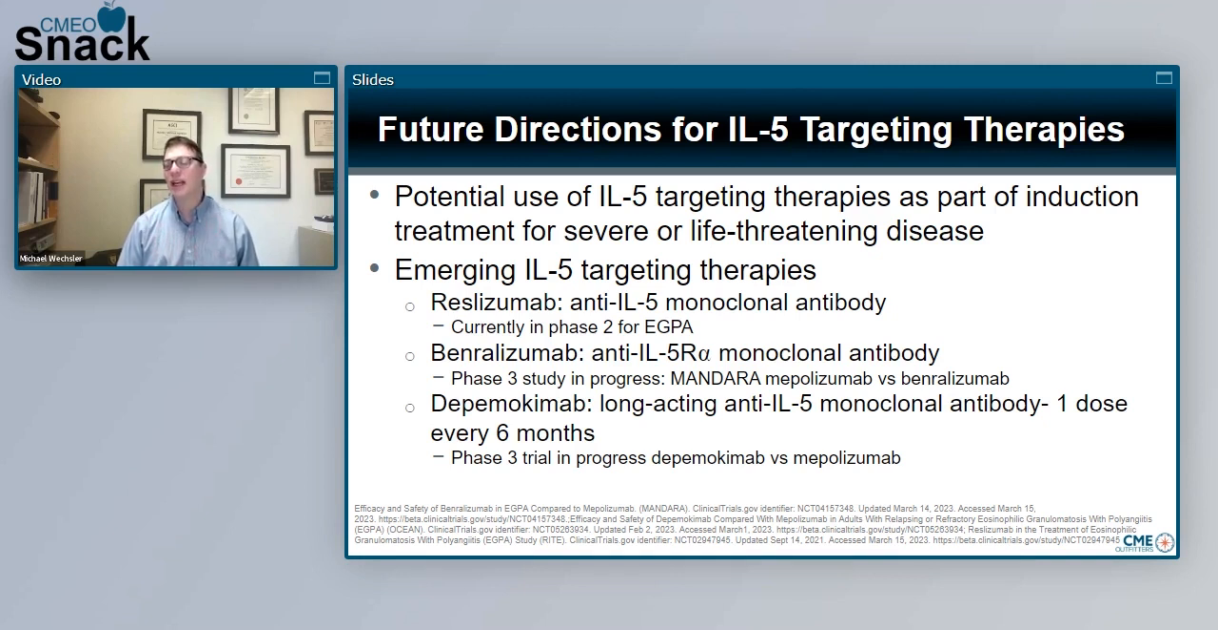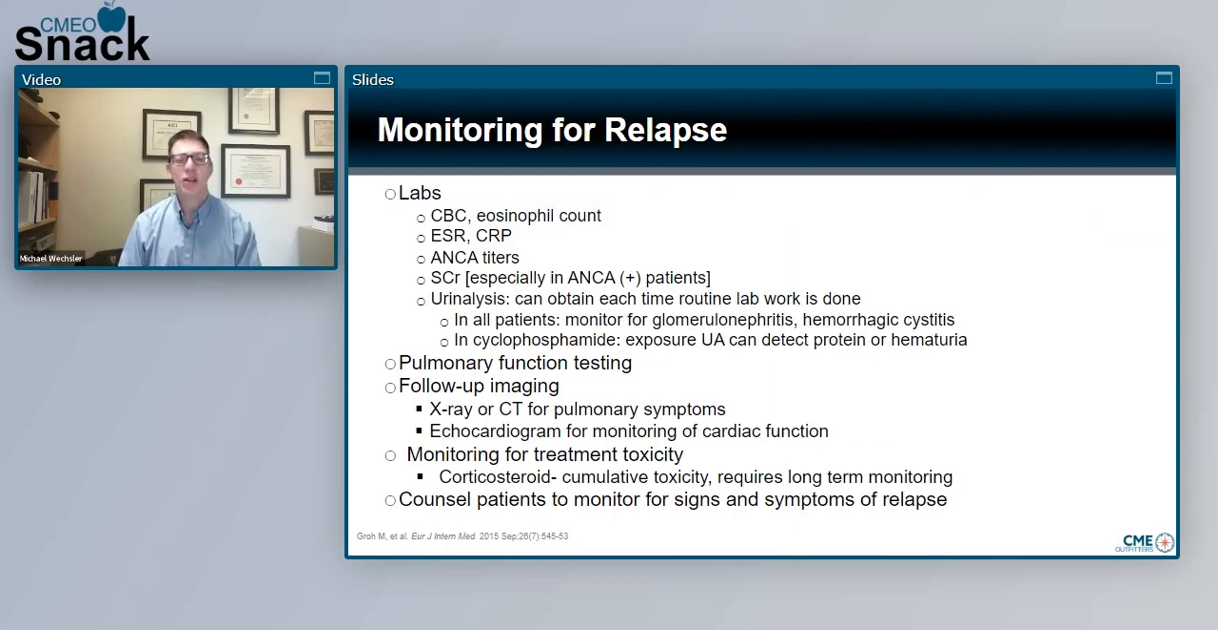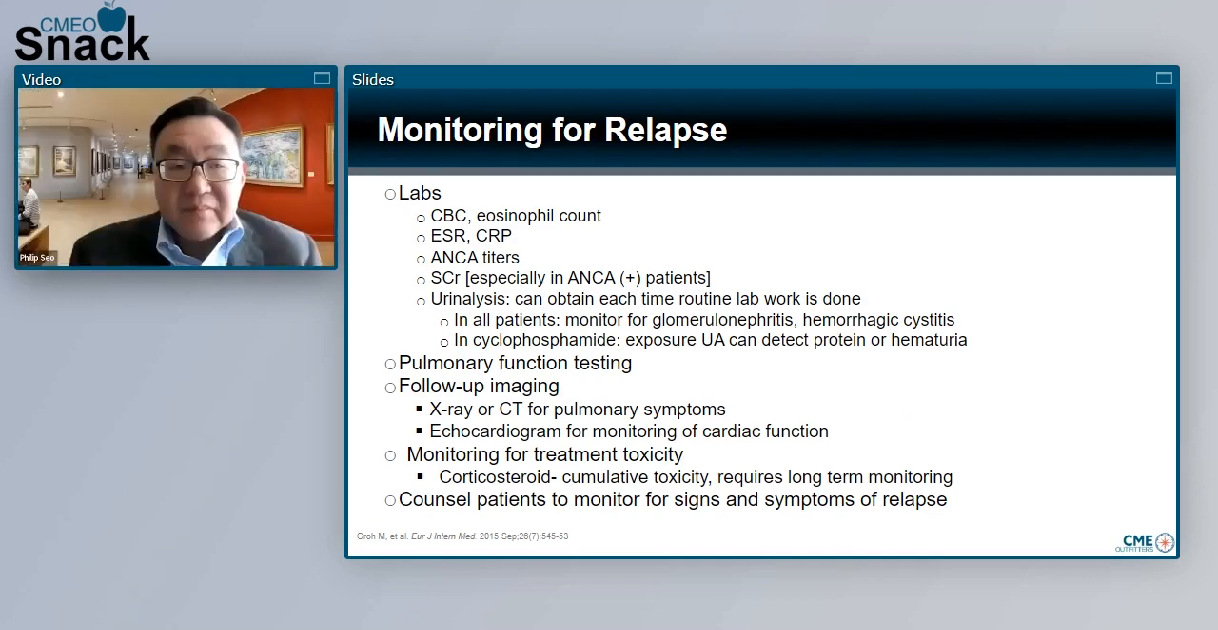Another interesting and exciting molecule is a therapy called depemokimab, which is another anti-IL-5 therapy, but it has a much longer half-life, and it's administered every 6 months. There's also an ongoing depemokimab in EGPA study, and hopefully we'll find out about those results in the next few years. So let me ask you another question. How do you monitor your patients longitudinally? Sure.